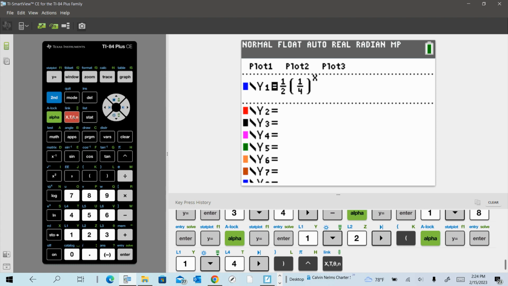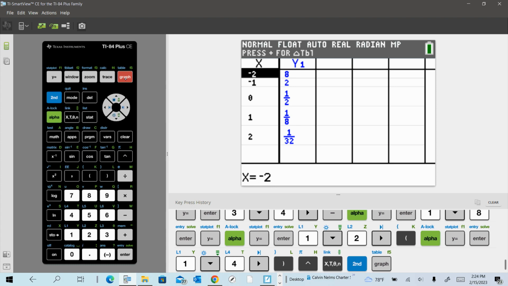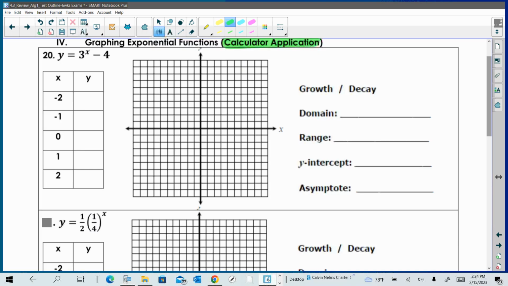We use this caret key up here above the division bar to a power of x. All right. So the first thing they want us to do is create a table or fill in our table. The table is going to help us graph our exponential function. So you have to hit second graph. And our table has to go from -2 to +2. So we're just going to copy these values into the table and put that in here.